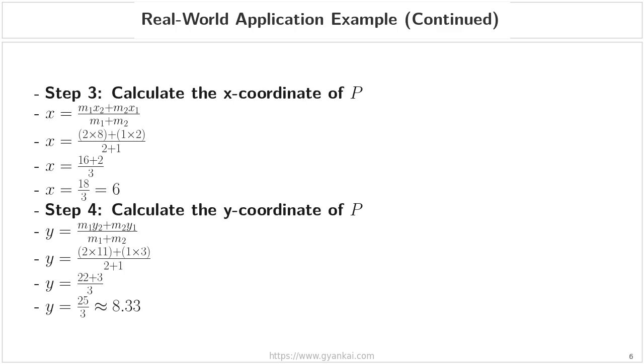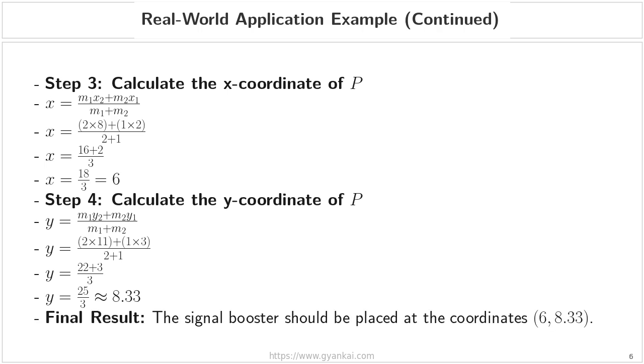Next, we move to step 4 to calculate the y-coordinate of point P. We use the same structure for the formula. Y equals m1 times y2 plus m2 times y1, all over m1 plus m2. Substituting our values, we get y equals the quantity 2 times 11 plus 1 times 3, all divided by 2 plus 1. Multiplying these out, we have 22 plus 3, which results in 25 divided by 3. When we calculate that division, we get approximately 8.33.